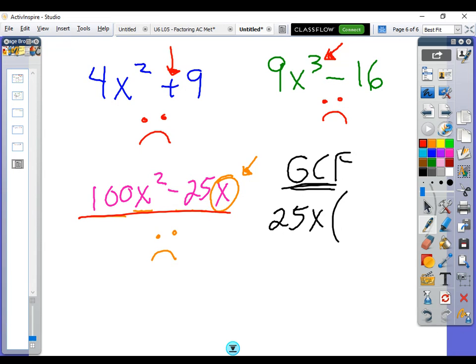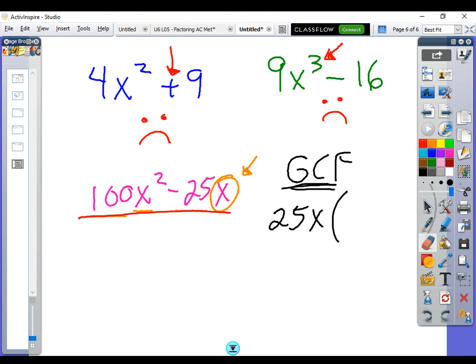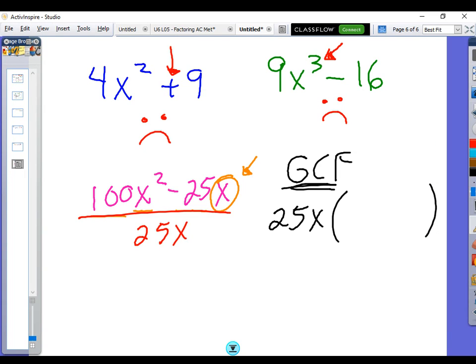You could divide the 25. Let me get rid of the sad face. We could divide the 25x out of our two terms, and we'd be left with 100 divided by 25 is 4, x squared divided by x is x, and we divide 25x by 25x, you just get minus 1. So this would actually be the answer there.